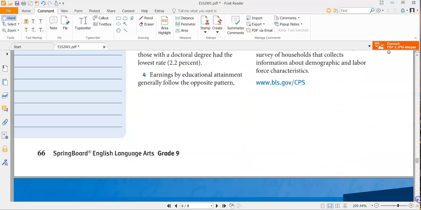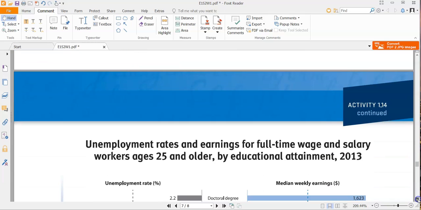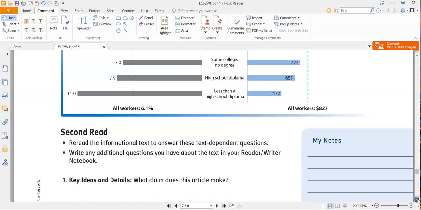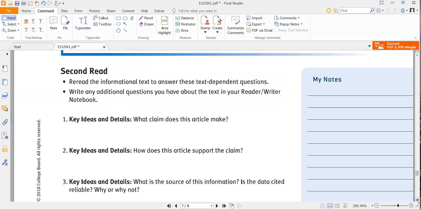Once you're done reading and annotating this essay, there's also a little chart that goes with it right here. We're going to go down to the questions. For the second read, it says to reread the informational text to answer these text-dependent questions. Write any additional questions you have about the text in your Reader Writer notebook. We don't have one of those, so any additional questions you have, you could just write in the My Notes section. So number 1, for key ideas and details, it's asking what claim does this article make?